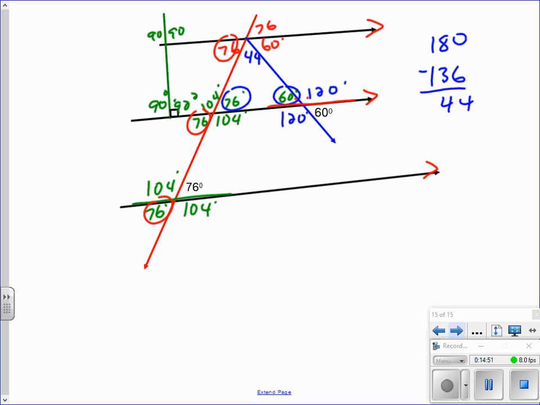And this back one here, because this is across, these two have to add up to this one. So that looks like it's 60 and 44, 104. You could have also said, hey, that makes a straight line right there, so 104 and 76 must make 180.